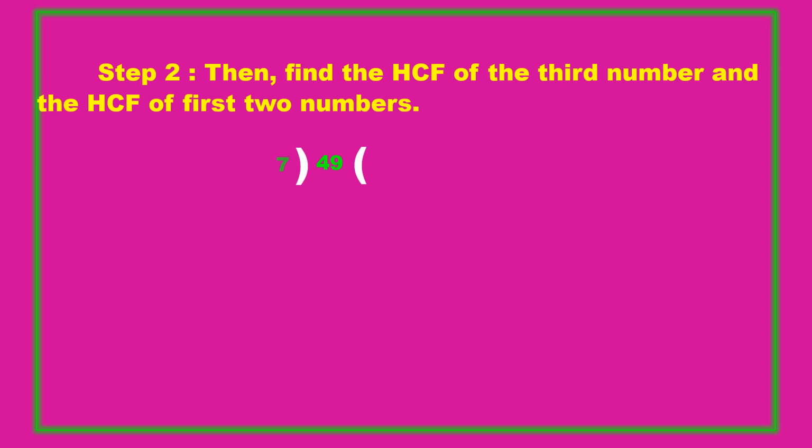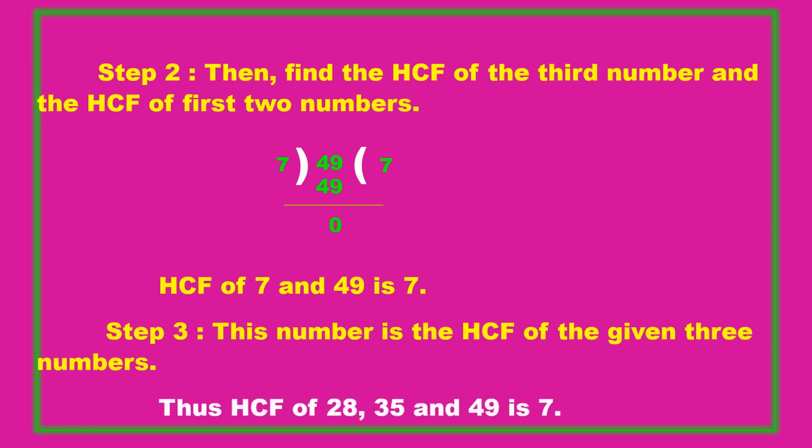49 by 7: 7 7s are 49. So you'll get remainder 0. Wherever you got remainder 0, that divisor is called the HCF. So the HCF of 7 and 49 is 7. Now for the three numbers the HCF is 7. This number, 7, is the HCF of the given three numbers. So the HCF of 28, 35 and 49 is 7.